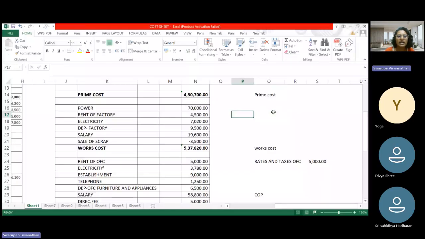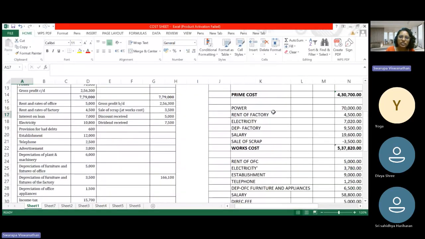If you think that I'll finish the works cost and then I will come to the admin overheads, you will have to read the question every time to see what you have missed. And there is a possibility that you will miss the rent and rates for office because this is the first line item. You might think that rent and rates for factory have already been included, put a tick and then go to the next one. So it's better that when you read the question the first time, you start noting it down so you will not miss out on any point.